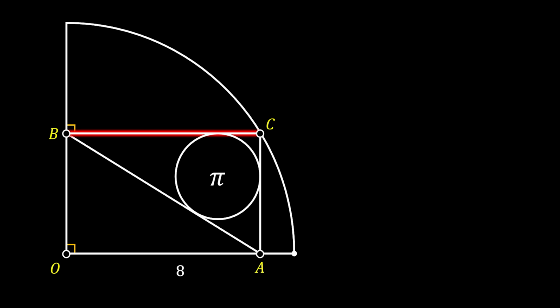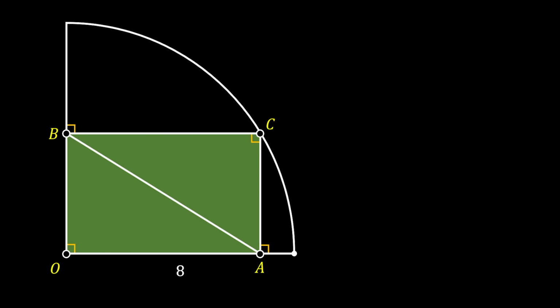The same thing applies for the line AC. Since this is a horizontal line, it must be perpendicular to the vertical radius of the quarter circle. And since those two lines are horizontal and vertical, this means that the angle between them must be a 90-degree angle. So now if we take a look at the quadrilateral OACB, we can conclude that this quadrilateral is actually a rectangle.